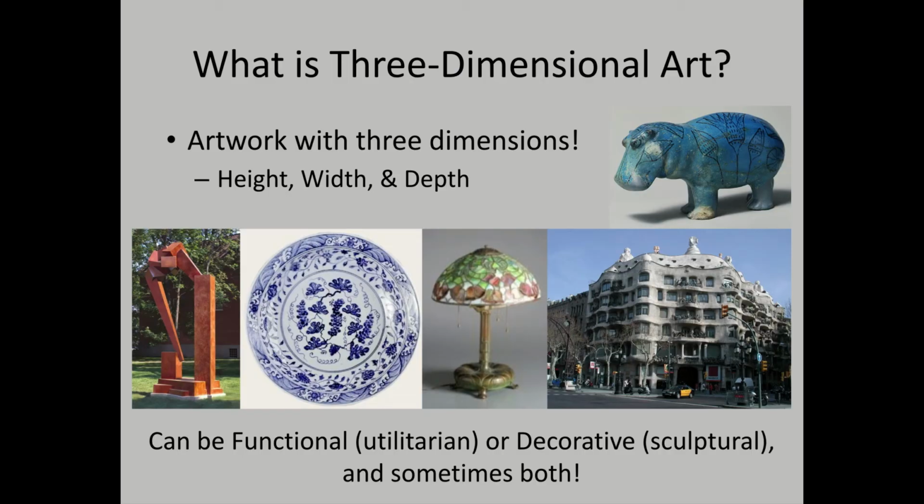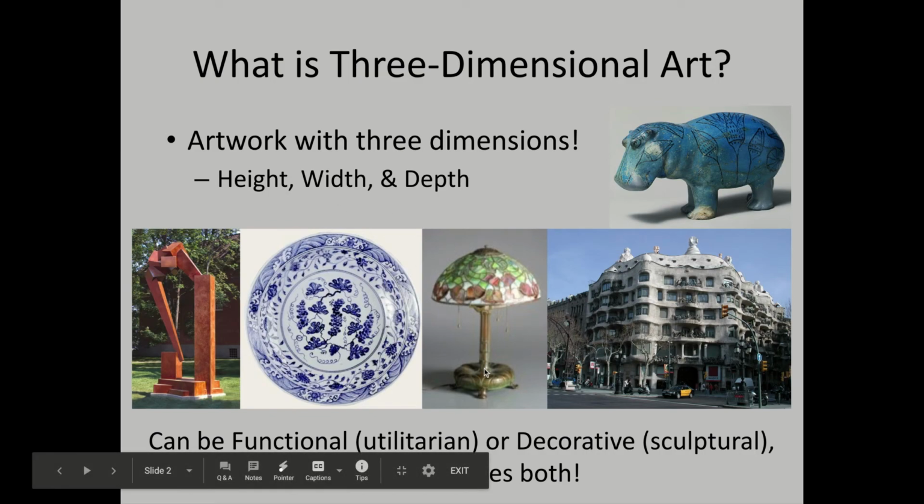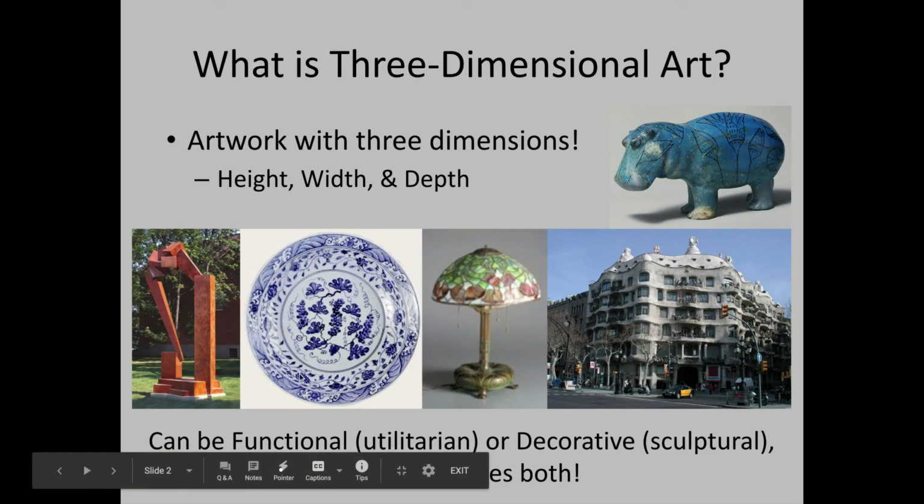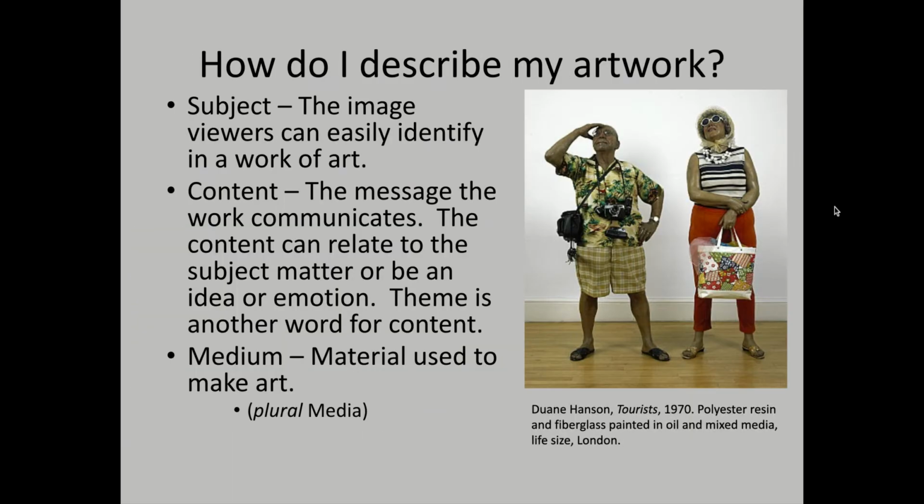The difference here is also that three-dimensional work can be functional, so you can use it, kind of like this dinner plate right here, or this Tiffany lamp, or even this apartment building. Or it can just be decorative, kind of being sculptural, like this little hippo guy and this abstract piece over there. And then, of course, they can be both. So something like this can be useful, but also you can hang it on a wall and just admire it.